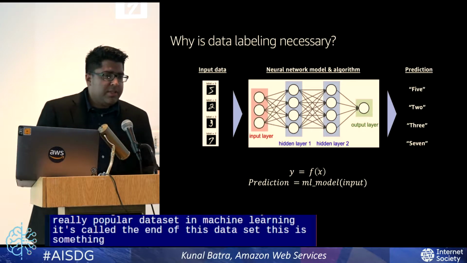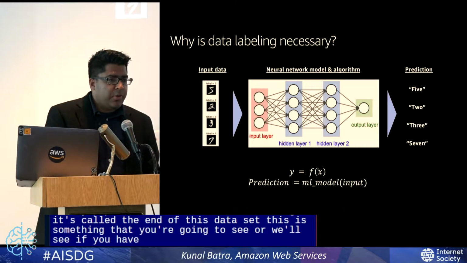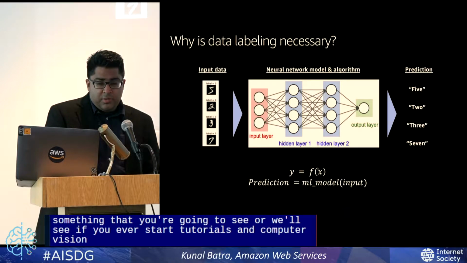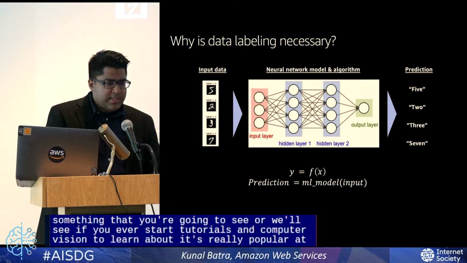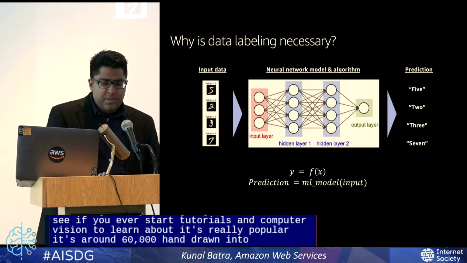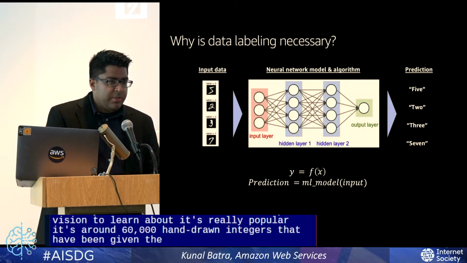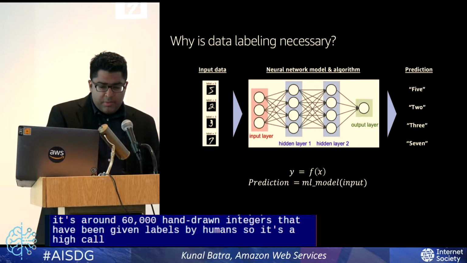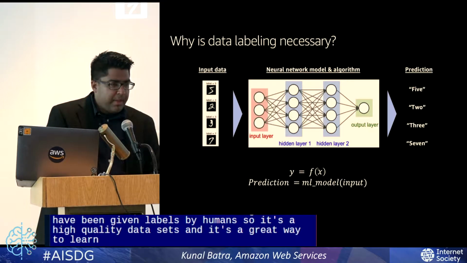This is something that you're going to see, or will see if you ever start tutorials in computer vision to learn about. It's really popular. It's around 60,000 hand-drawn integers that have been given labels by humans. So it's a high quality data set, and it's a great way to learn ML algorithms for computer vision.